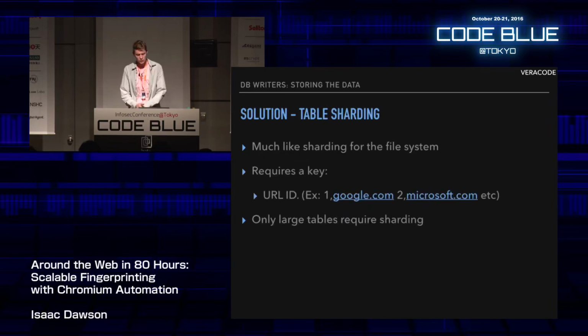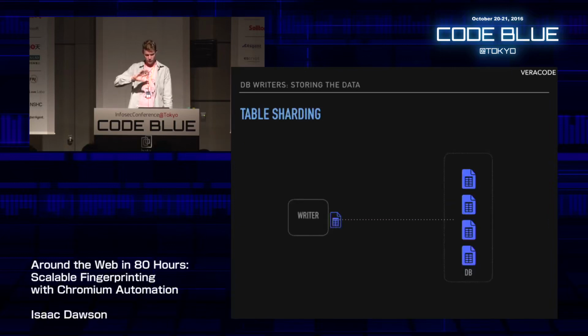So the solution is to do sharding. In my case, I chose table sharding as opposed to database sharding. Table sharding is much like I explained with the file system sharding earlier, where you break it up into different segments. It requires a key for tables. In my case, I'm lucky because the Alexa list has the URL ID or the ranking, so I use that as my key for all references to all the data going into the database. Now, you only really need to do sharding for very large tables. So you don't need to do this if you have below 10 million rows.